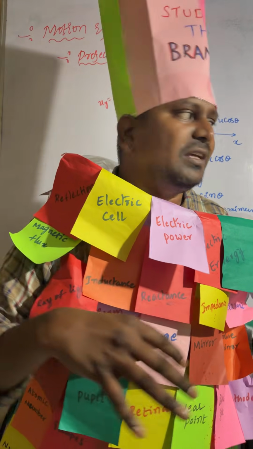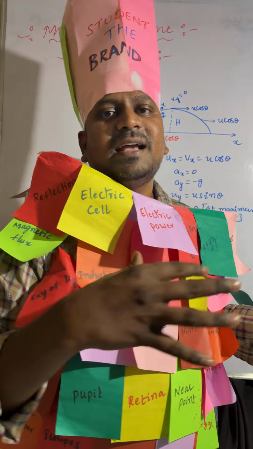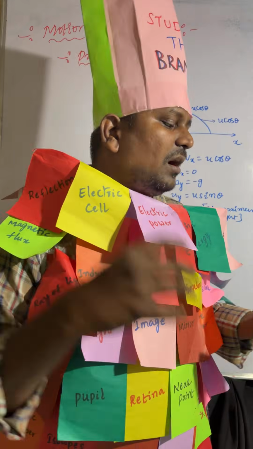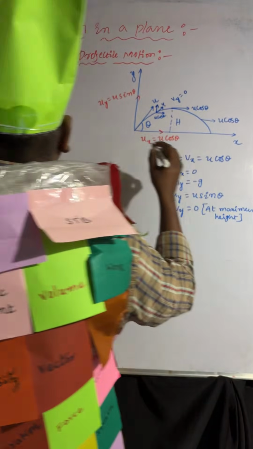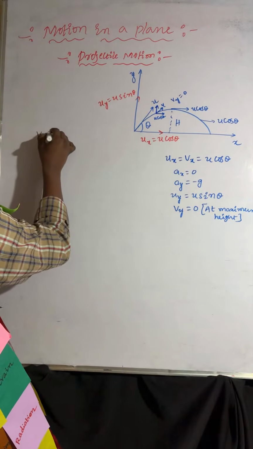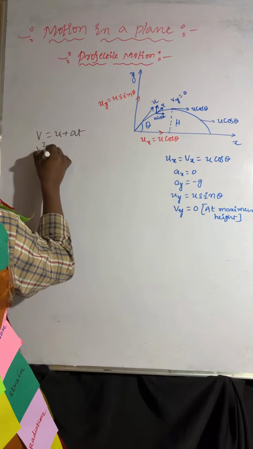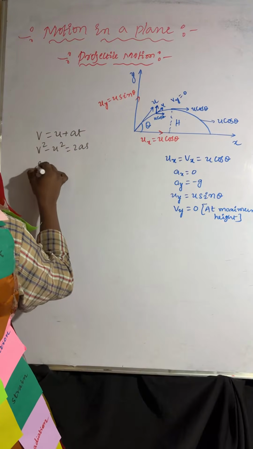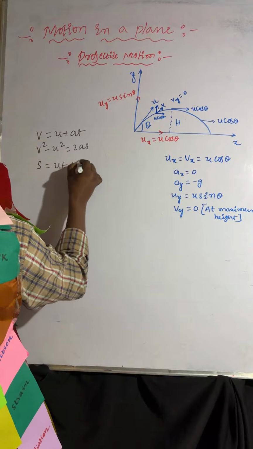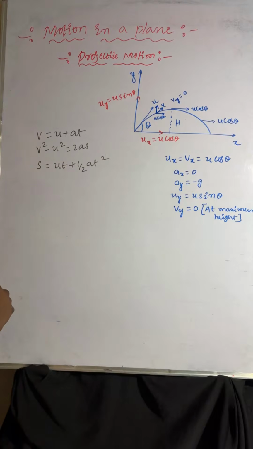So we know equations of motion. I'll write the equations of motion along the x-axis and along the y-axis, and after that we'll go to the remaining point. So we know the formulas v equal to u plus at, v square minus u square equal to 2as, and s equal to ut plus half at square.